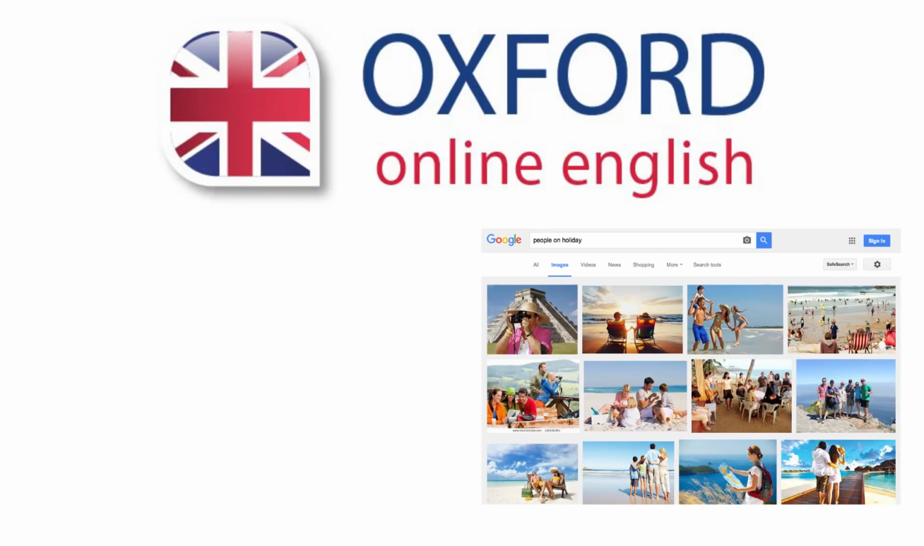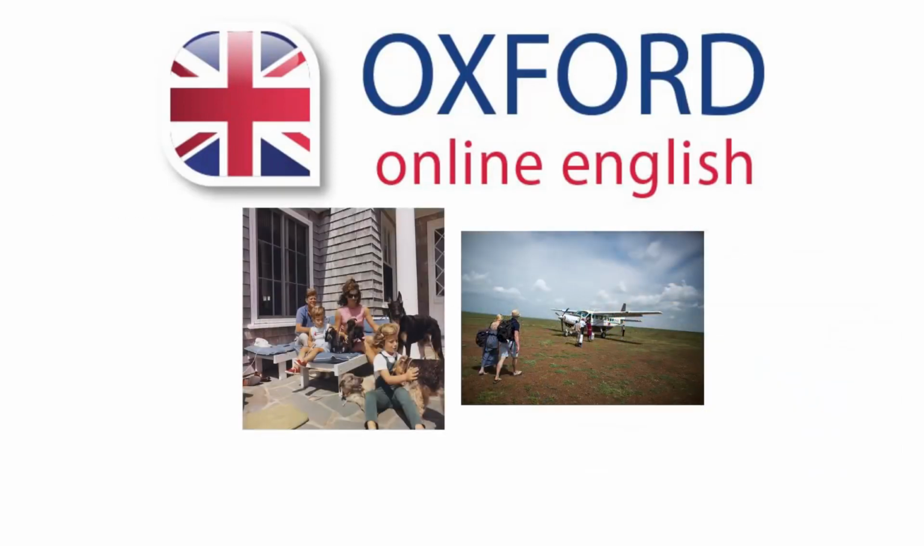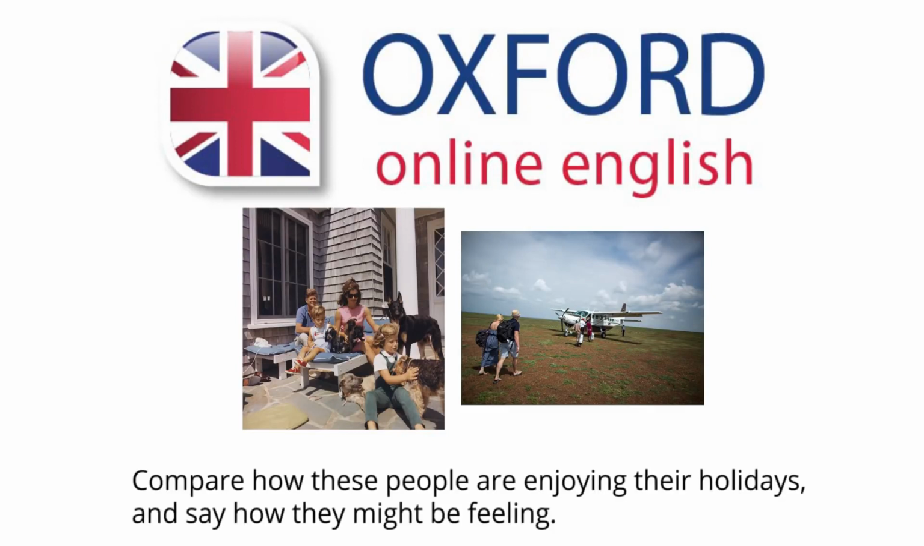Then imagine a question, remembering that the typical question format contains 2 parts. 1. Compare the 2 situations, and 2. Speculate on how the people may be feeling or the reasons for their behaviour. So we might get something like this. Compare how these people are enjoying their holidays and say how they might be feeling. Now I'm going to give you an example answer, and I want you to try and think of how I could improve this.